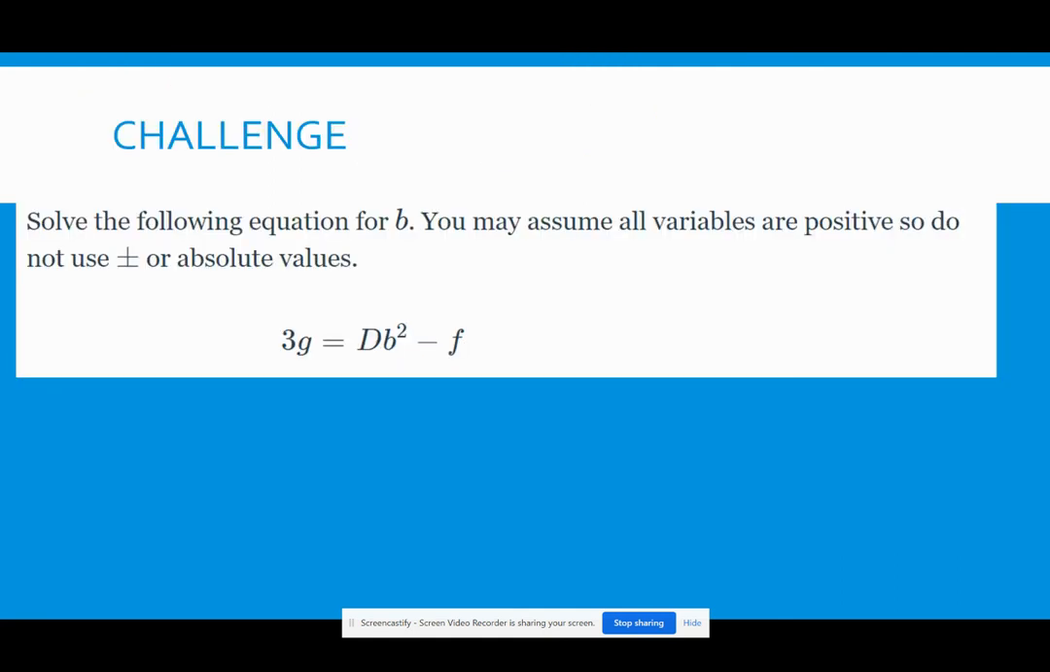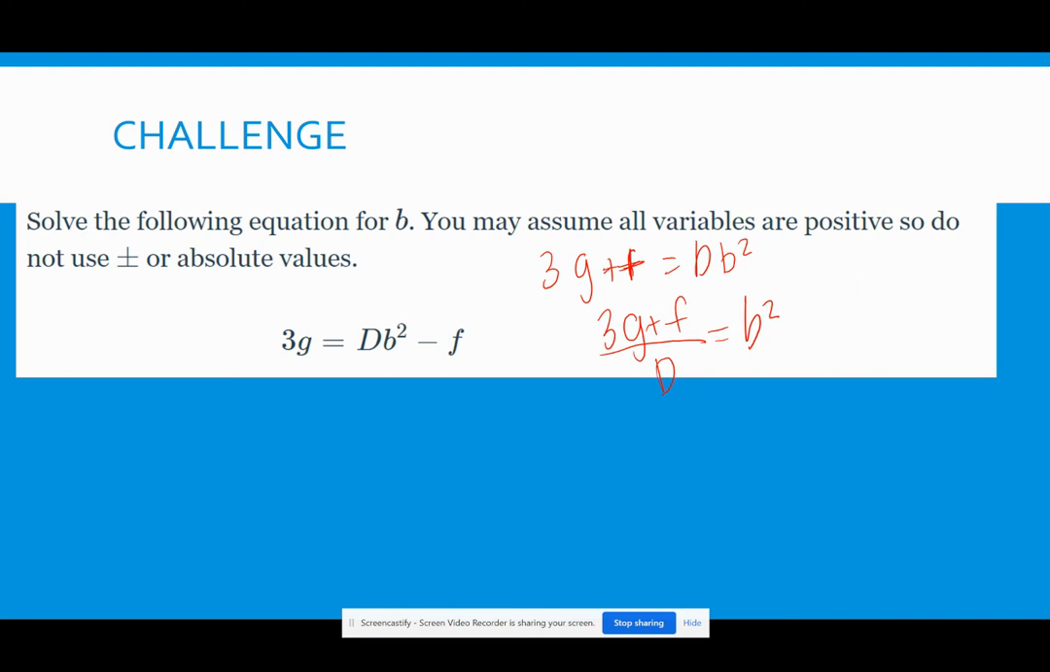Now we want to solve the following equation for B. And we can ignore the rest of the words. We're just going to keep doing what we usually do. So I'm going to add F to both sides. So I get 3G plus F equals DB squared. I want B alone, so I divide by D.